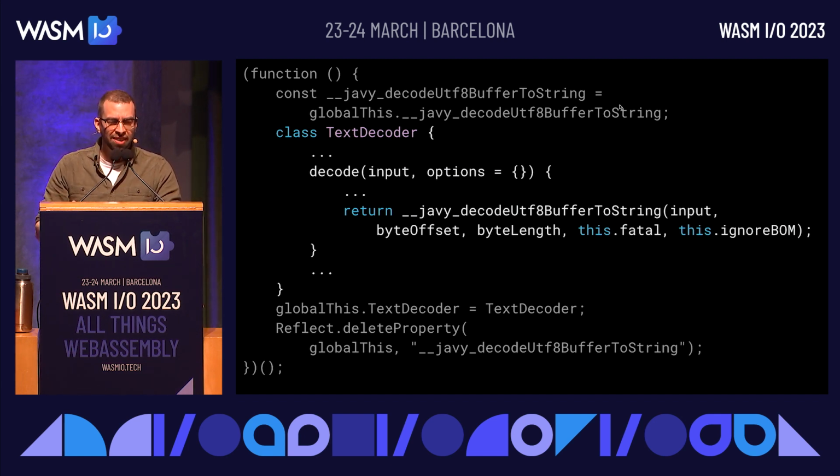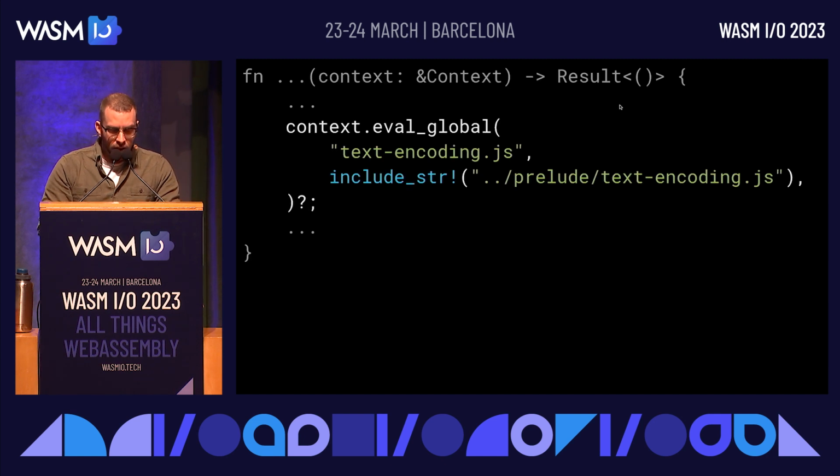Now, the TextCore class itself isn't too interesting. There's a decode method on there. And in there, we invoke a function that we're injecting into the environment off of the global object called Javy decode UTF-8 buffer to string.